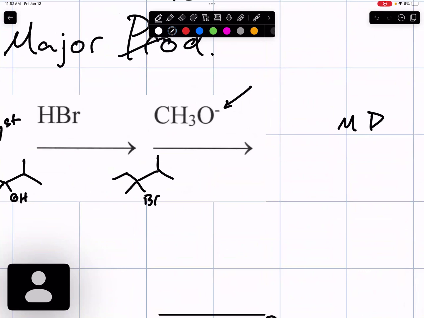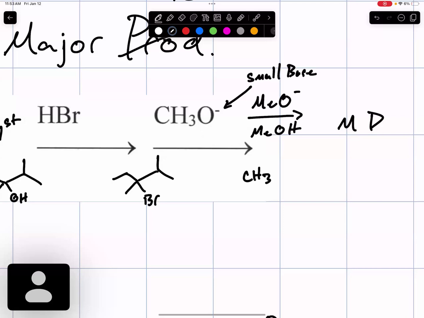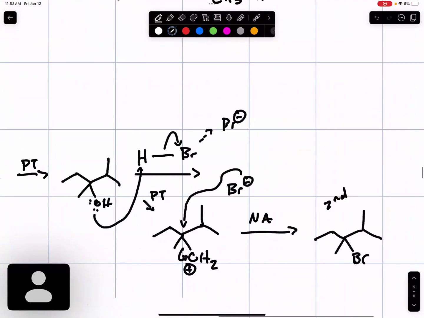And now, last step, what do we call this? Is this a base? What kind of base? Strong base. What else? Size wise, strong, small. This is a small base. This is methoxide. You may see it written like this, or just a simple CH3O minus over methanol, because methanol is basically the solvent.